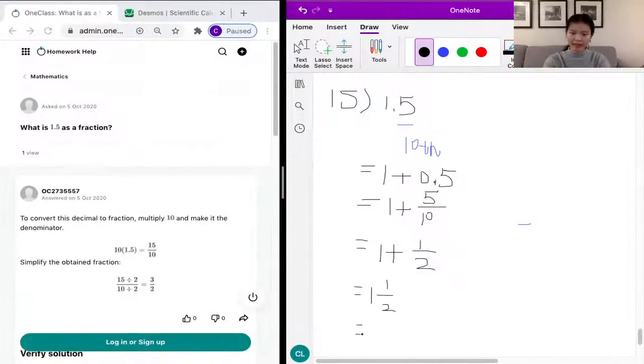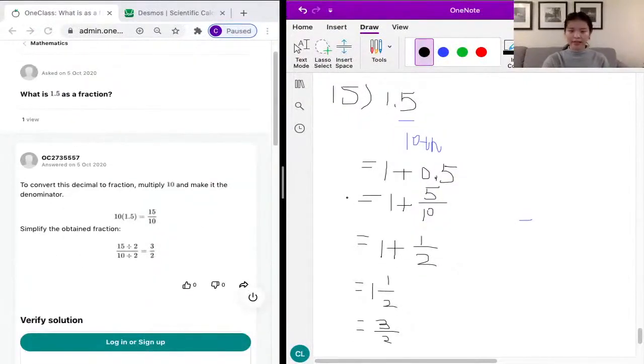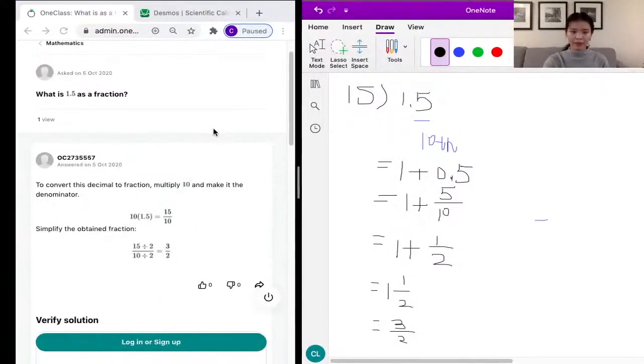Both the answers 1 and a half and 3 over 2 are acceptable because they're both fractions. It depends on which one you like better or which one your teacher requires if they had specific requirements. Alright, so that's how we convert the decimal 1.5 to a fraction.